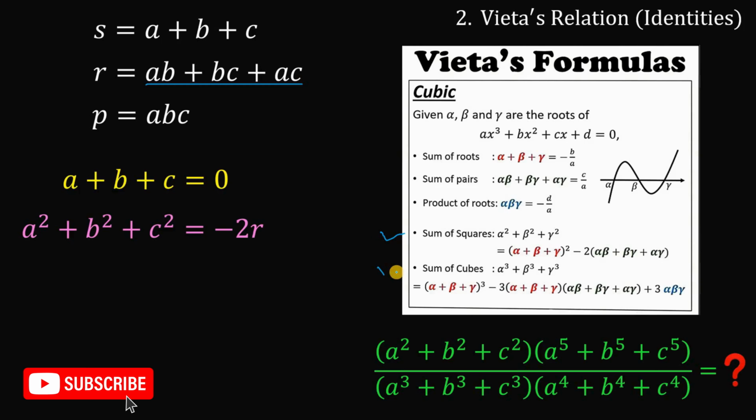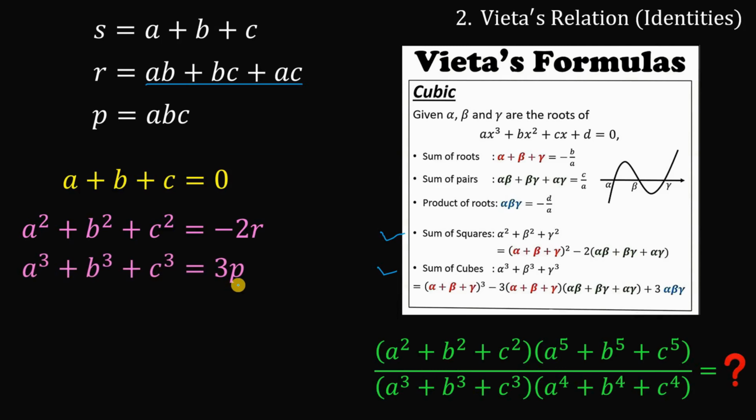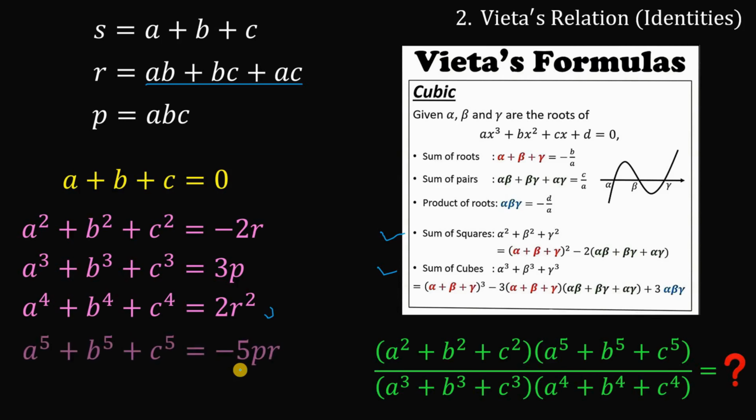Also, given the sum of cubes, we can rewrite this since we know a plus b plus c equals 0, or the sum of the roots equals 0. So we can say that the sum of cubes equals positive 3 times p, or the product of its roots, abc. Now we can extend this because we can rewrite the sum of fourths as 2 times the sum of pairs raised to the power of 2. You can verify this on your own. And of course, the sum of fifths, we can rewrite this as negative 5 times the product of the roots, or p, times the sum of pairs, or r.